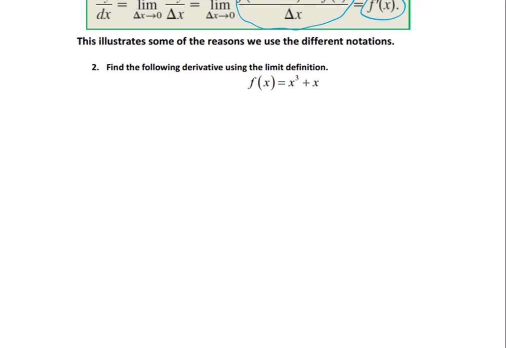So let's use the definition of a derivative to find this limit definition. Okay, so my function is x cubed plus x. That means every place I see an x, I'm going to put x plus delta x. So I've got x plus, I'm going to just use the h version.